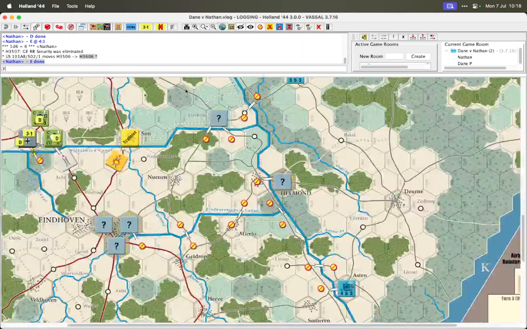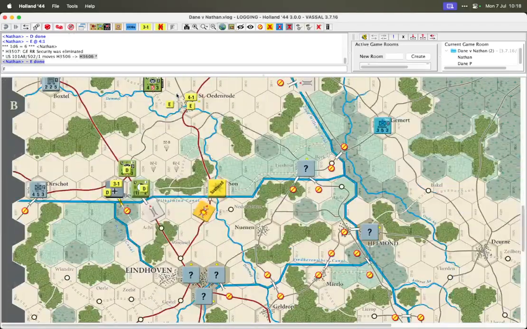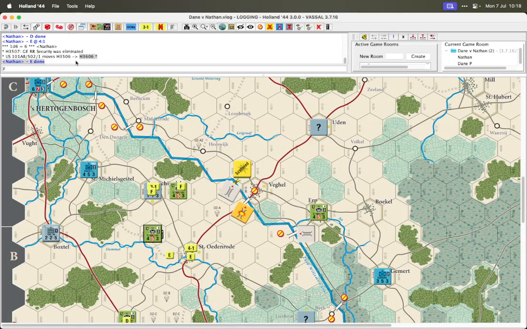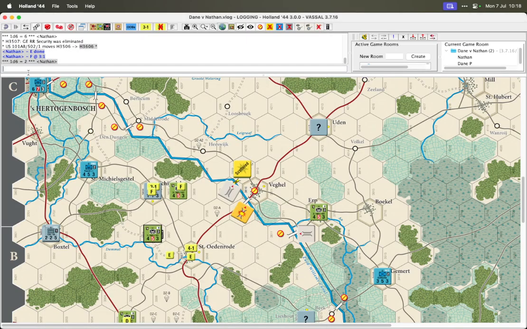Where is F? There it is. Okay, north of where we just were. Got it. So F is 3-1, at 3 to 1. 2. An exchange. Exchange kills me.